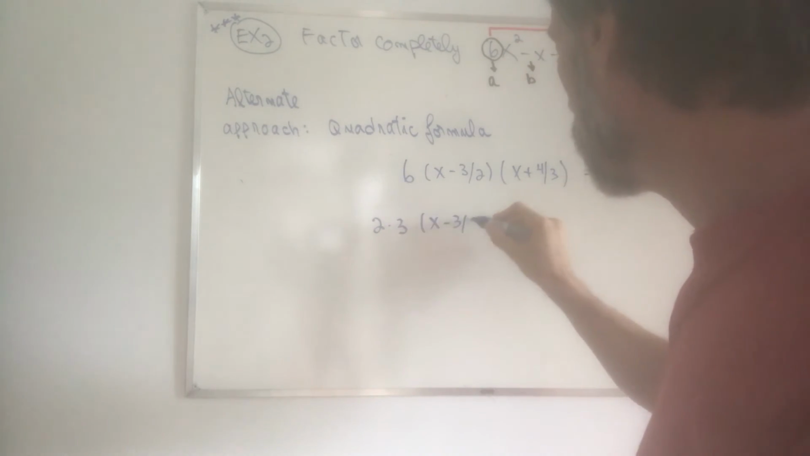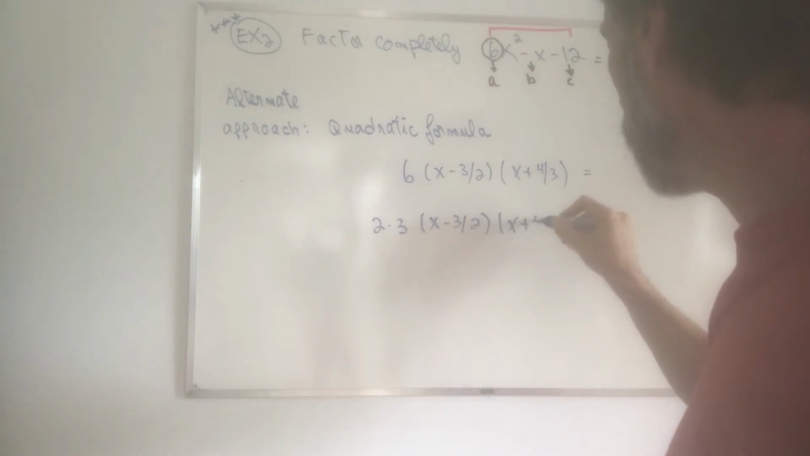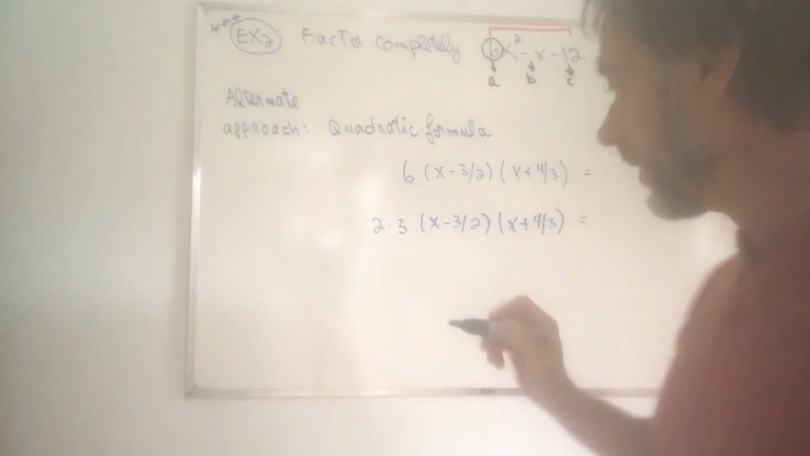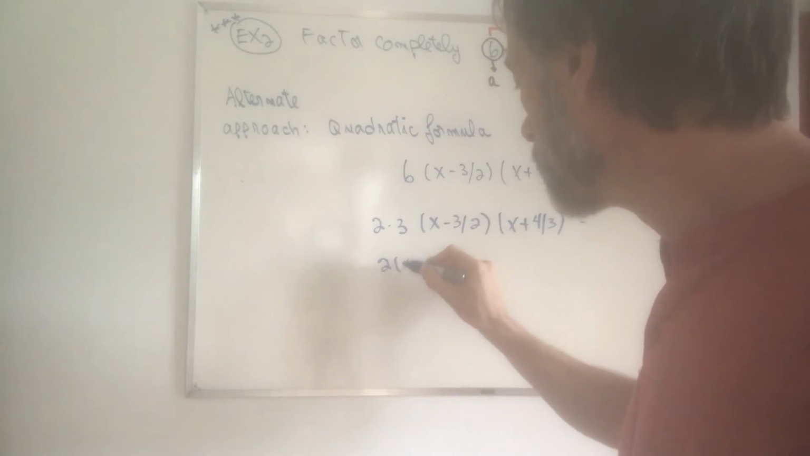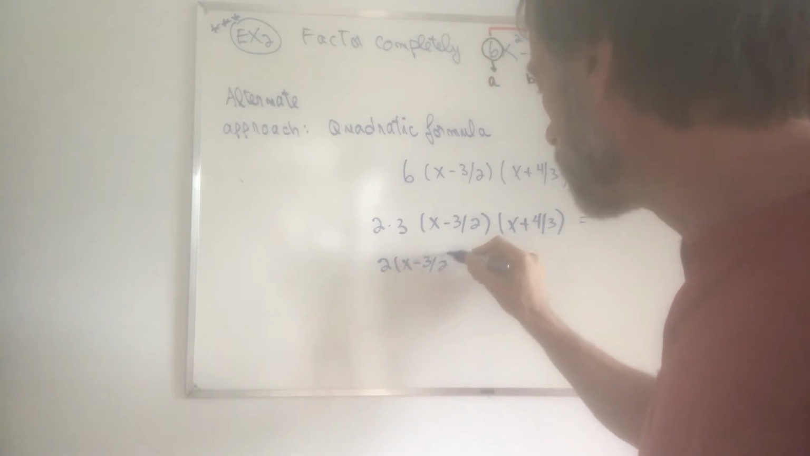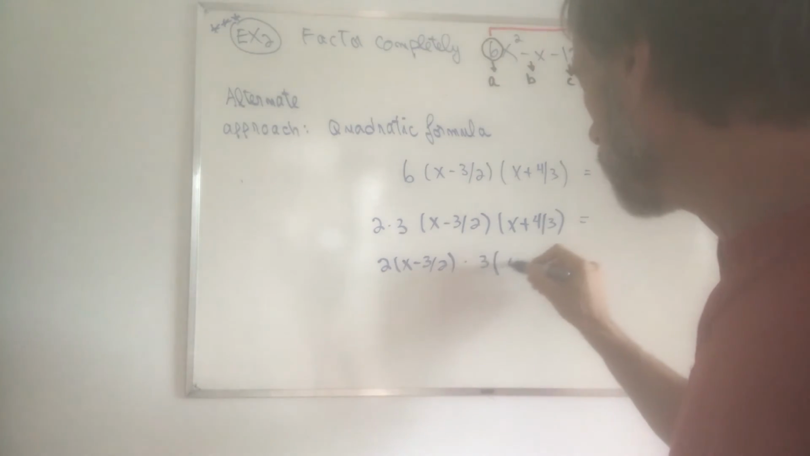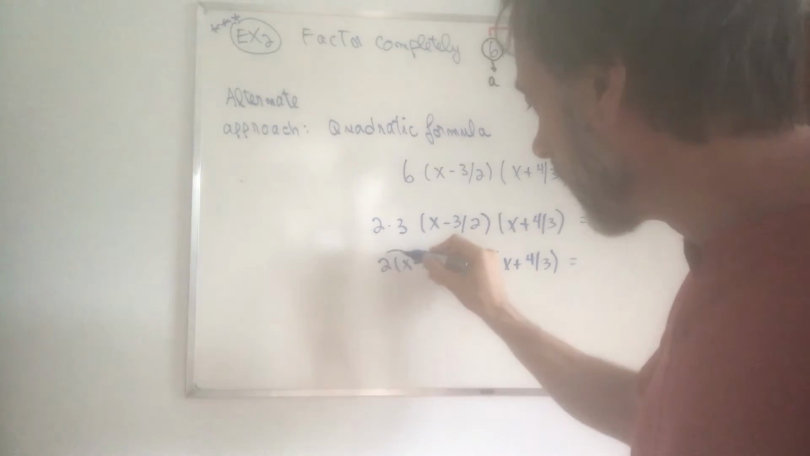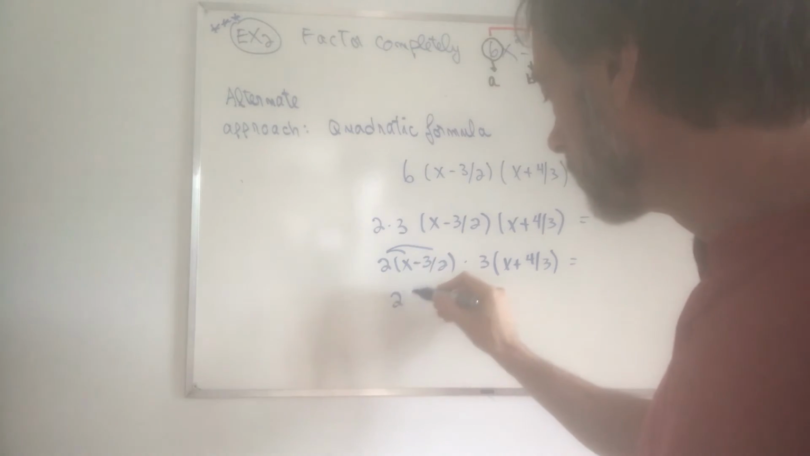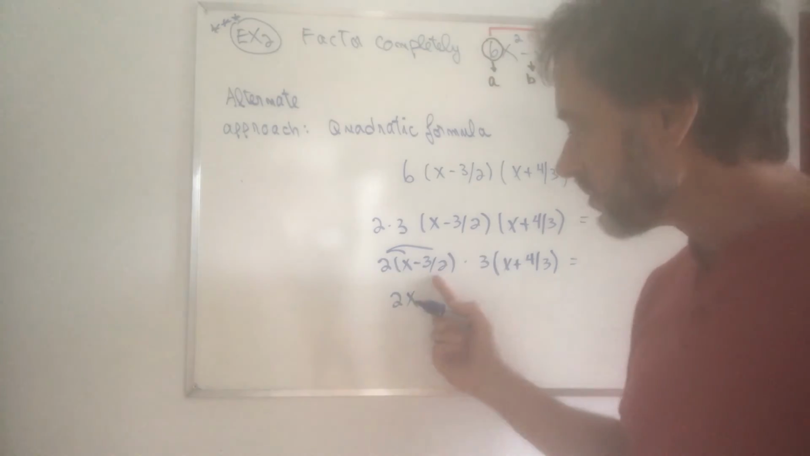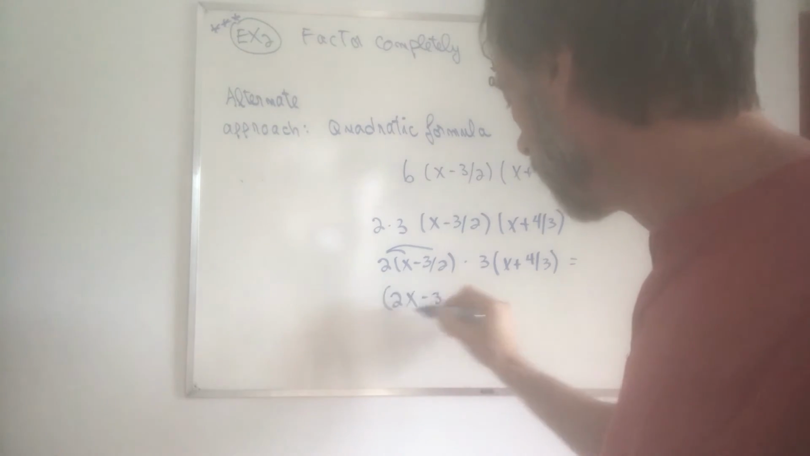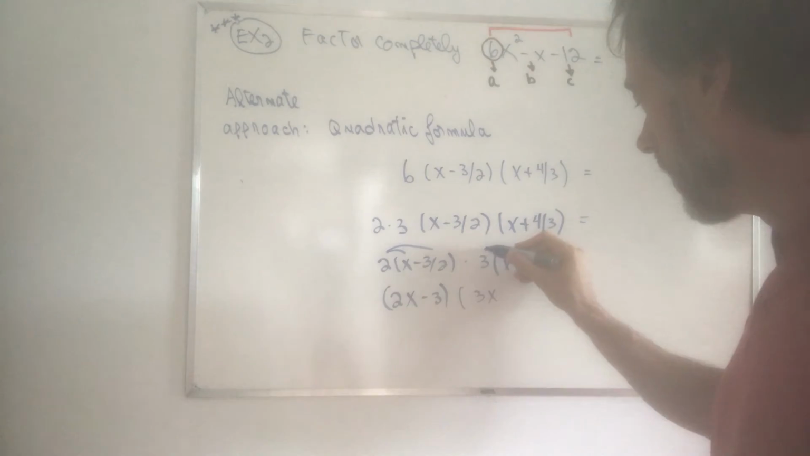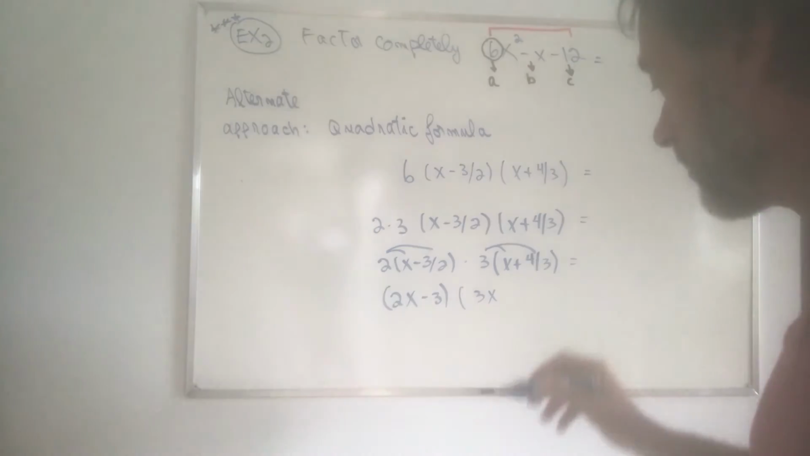6 is 2 times 3. So let me write 6 as 2 times 3, and let me rewrite this string of multiplications as 2 times x minus 3/2 multiplied by 3 times x plus 4/3. Bring the 2 in. 2 times x is 2x. 2 times minus 3/2 is minus 6/2, which is minus 3. And here, 3 times x is 3x, and 3 times 4 over 3 is 12 over 3, which is 4.